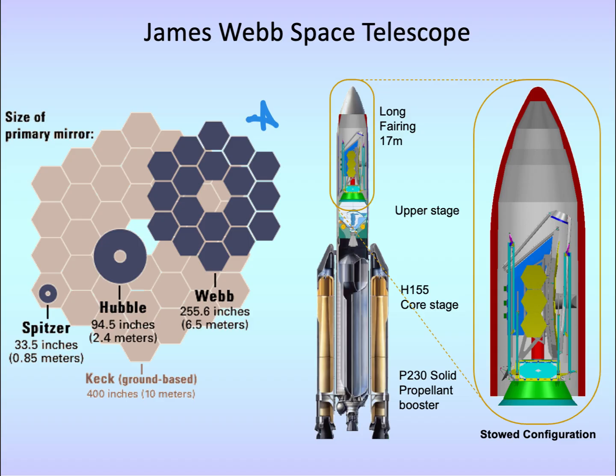Webb's mirror is quite large, even compared to Spitzer and the Hubble. It's actually so big that it had to be folded up to fit in the rocket that launched it. It launched in December of 2021, and luckily it all unfolded properly when it got to its destination.